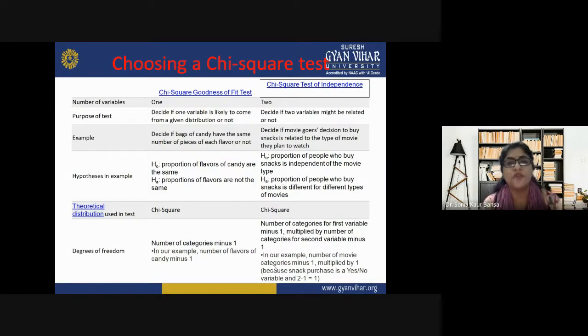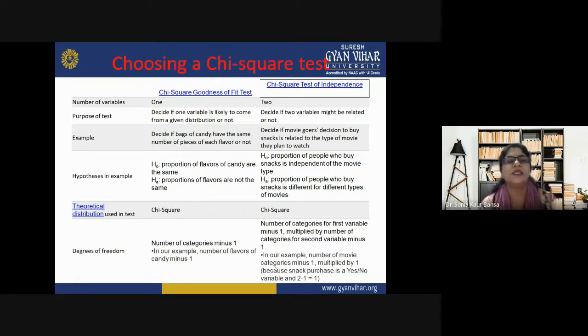So first of all, in the second column, the chi-square goodness of fit test variables are given, and the chi-square test of independence results are given. Now, the first column is the basis: how is it done, choosing a chi-square test, how would you choose? When you have set frequencies in front of you, how would you choose between the chi-square goodness of fit test or the chi-square test of independence? How would you recognize that?